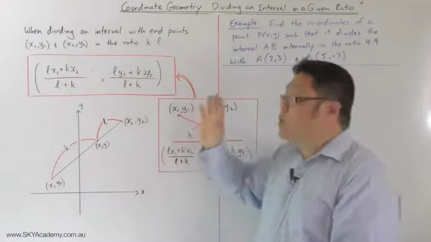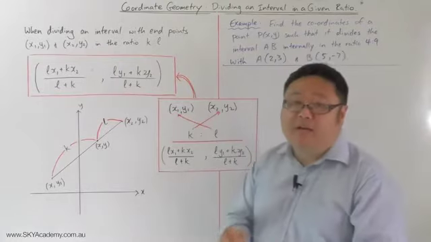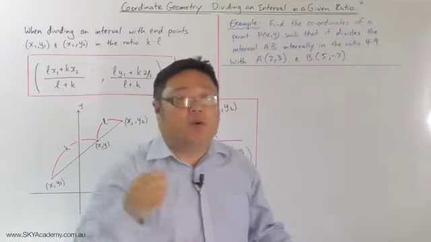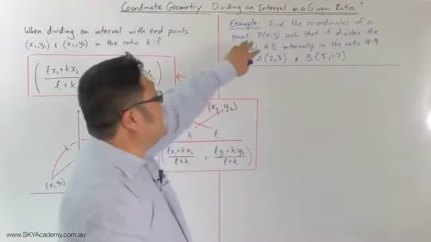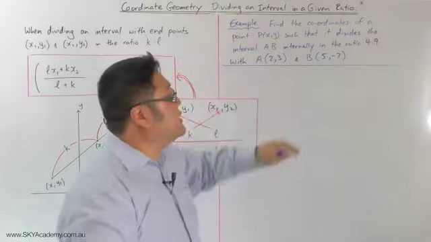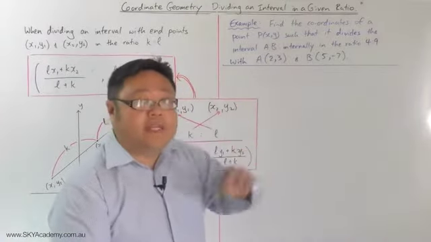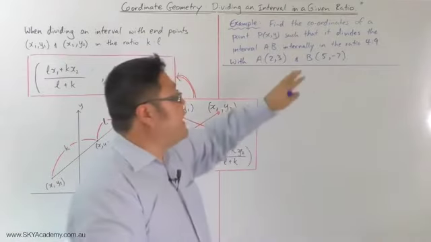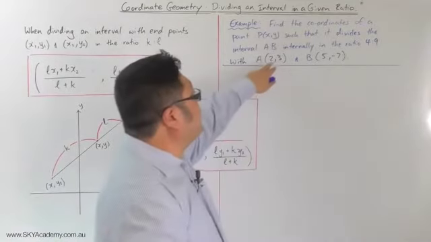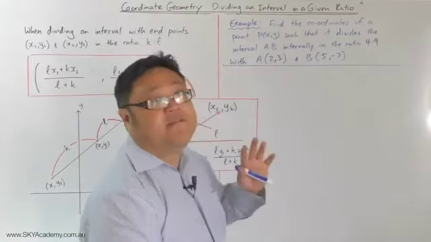Now, let's look at how this might apply to a question you might see in an assessment or in the HSC. Let's read this example. It says, find the coordinates of a point P, (x, y), such that it divides the interval AB internally in the ratio 4:9. So it's an internal division. We'll go through external divisions in the next episode. It's in the ratio 4:9, and there are your two points. A is (2, 3), and B is (5, -7).